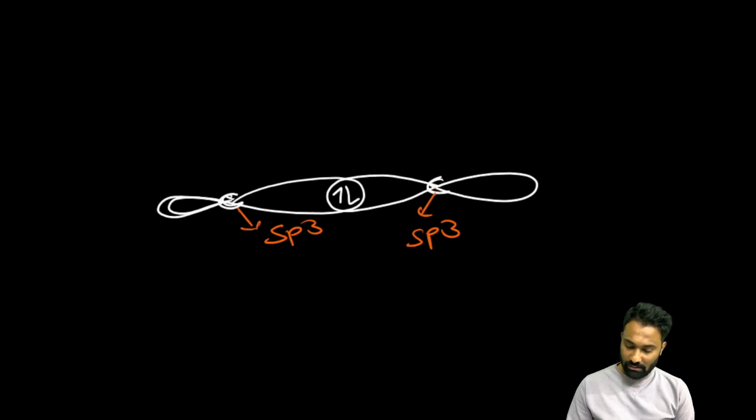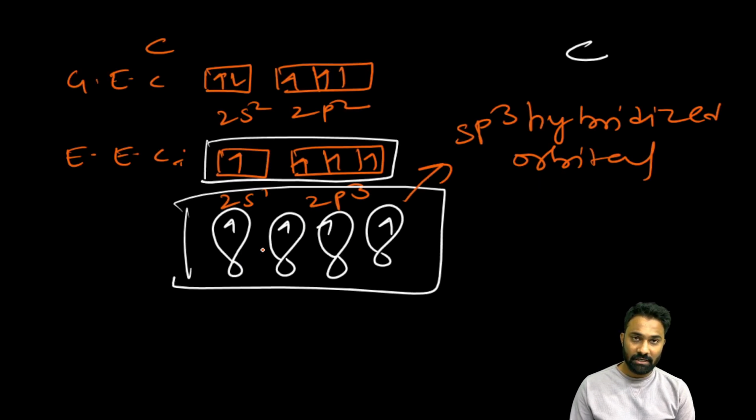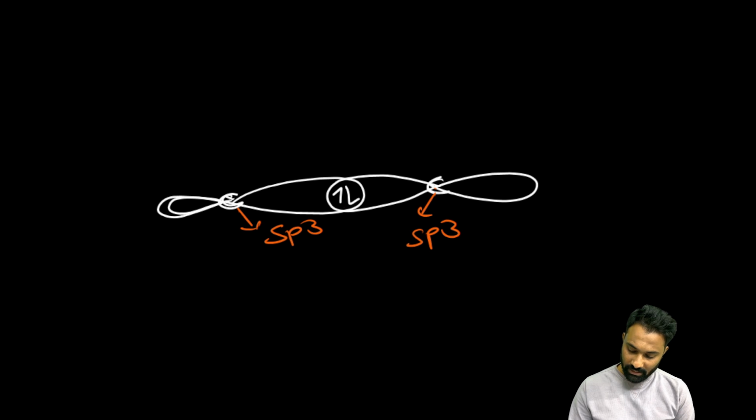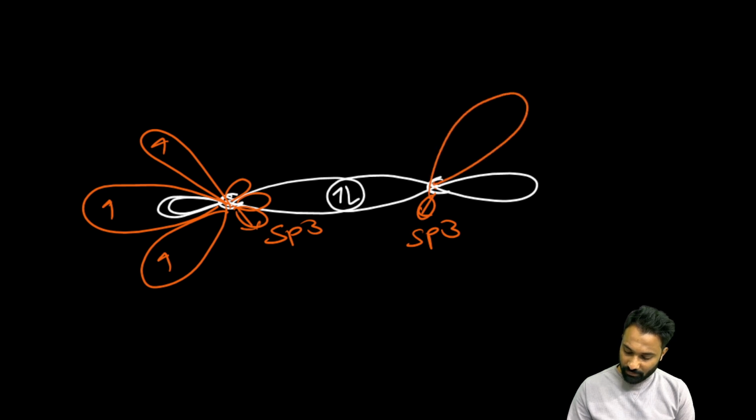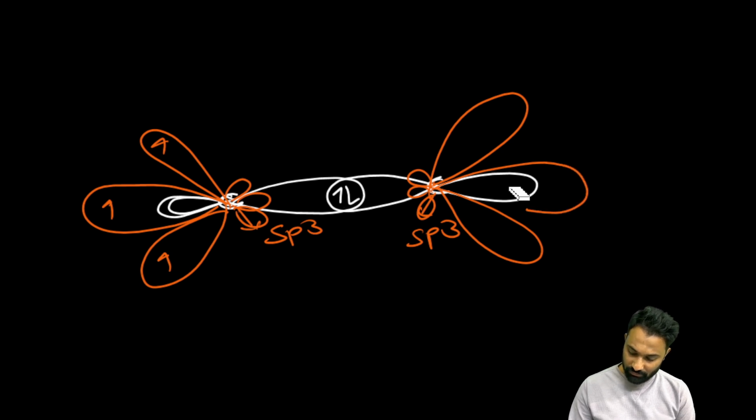Done. Now one hybridized orbital has been done, but we have the remaining 3, right? Remaining 3 we have to arrange. Now the remaining 3 hybridized orbitals will be in this manner. One will be in this manner. Another will be in this manner. Now the other will be in this manner. Clear? Each of the 3 sp3 hybridized orbitals has 1 electron. Here also the same, one hybridized orbital, one hybridized orbital, one hybridized orbital.